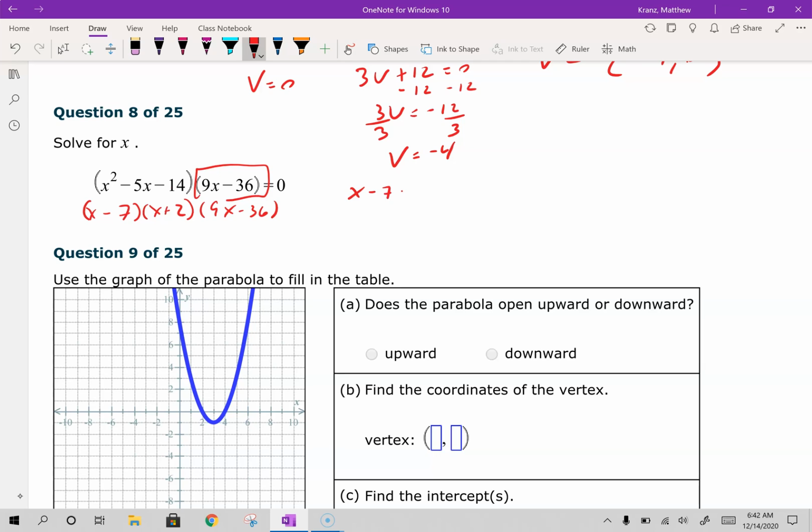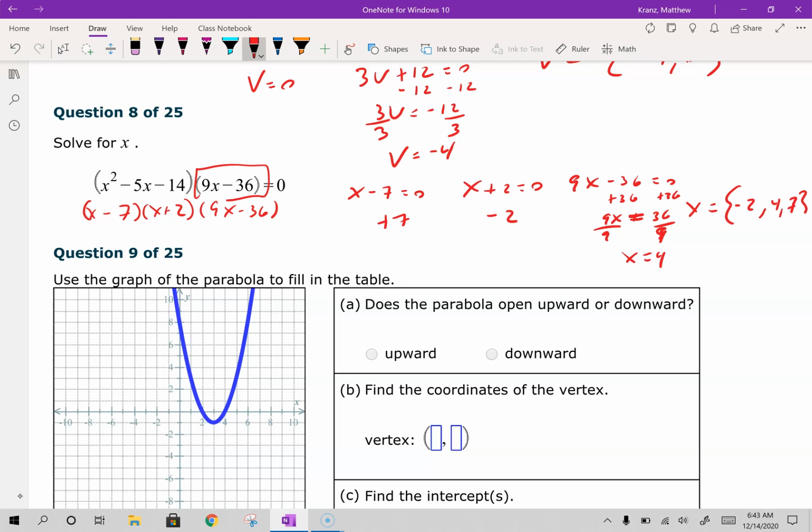X minus 7 equals 0. X plus 2 equals 0. And 9x minus 36 equals 0. Well, this gets me a positive 7. This gets me a negative 2. If I add 36, 9x equals 36. When I divide by 9, I get 4. So my answer is x equals -2, 4, and 7.